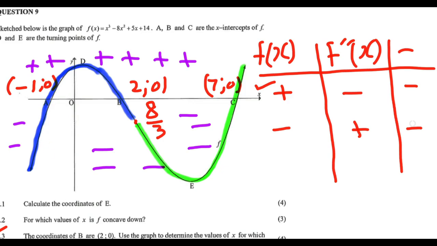So where the second derivative is negative, the graph is concave down. So this is negative, negative, and negative, negative, negative. And where is the graph concave up? The second derivative is positive.